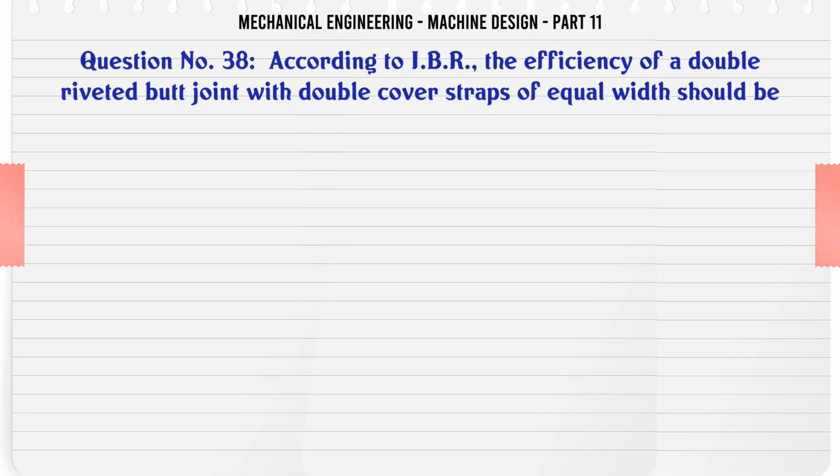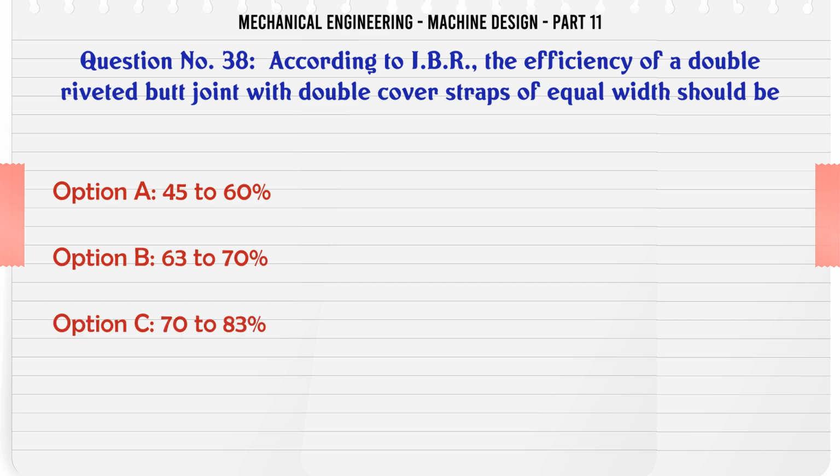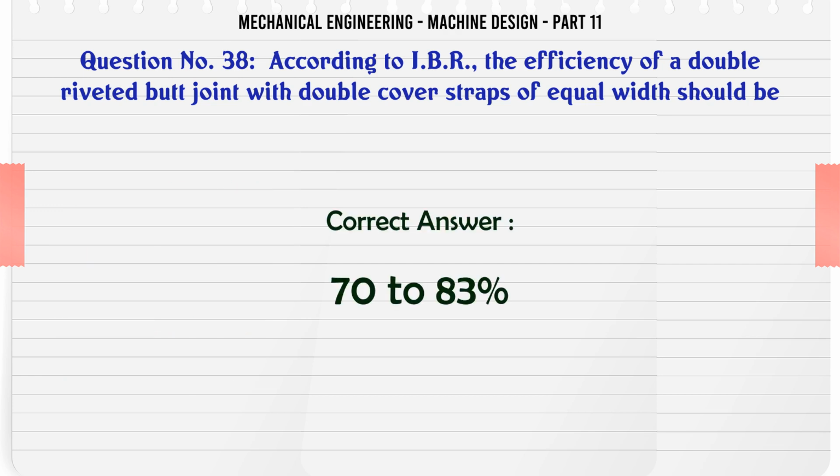According to I.B.R, the efficiency of a double riveted butt joint with double cover straps of equal width should be A. 45 to 60, B. 63 to 70, C. 70 to 83, D. 80 to 90. The correct answer is 70 to 83.